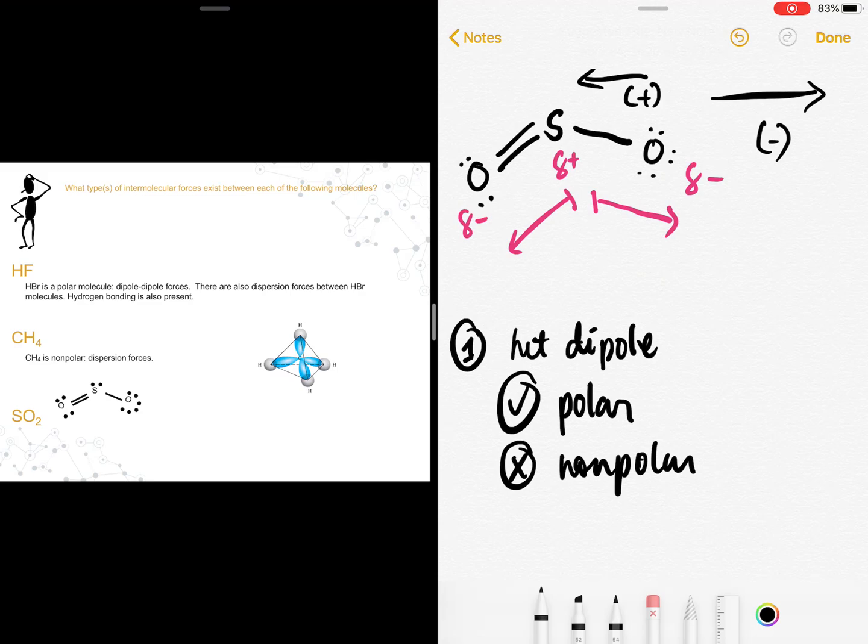So, in this case, since the arrows are going in opposite directions, isipin mo ay magka-cancel ito. So, pag nag-cancel yan, walang net dipole. So, ito dapat ay non-polar. However, that is not the case, no? Bakit? So, when we identify whether molecules are polar or non-polar, we also take into consideration the symmetry, no?